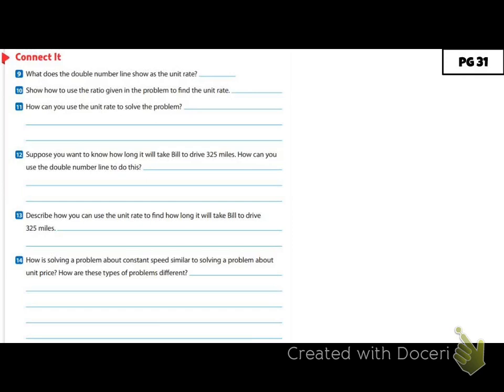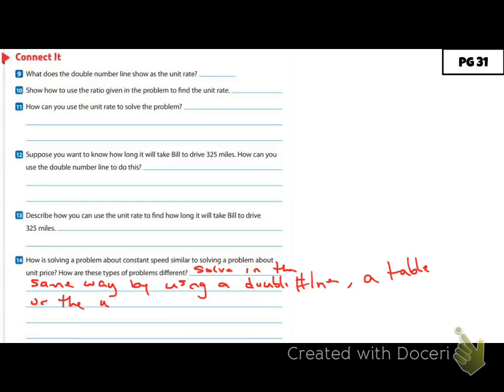So looking at 14, how is solving a problem about constant speed similar to solving a problem about unit price? And how are these types of problems different? Well, you can solve these types of problems in the same way, by using a double number line, a table, or the unit rate.